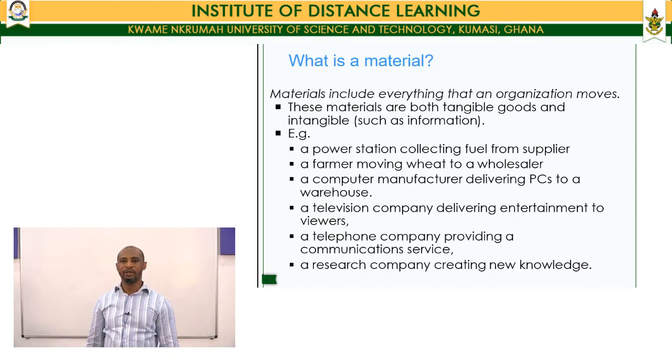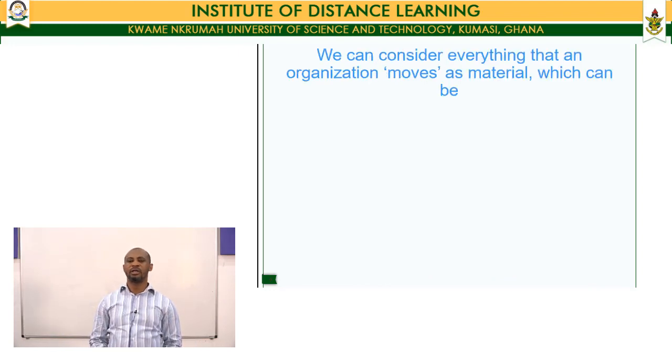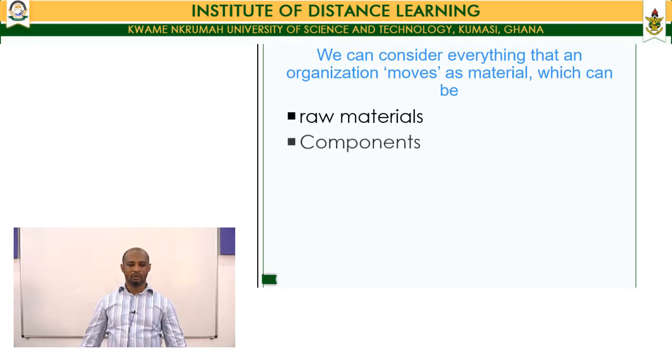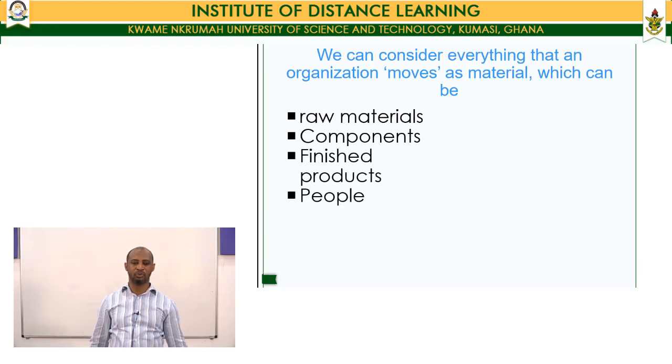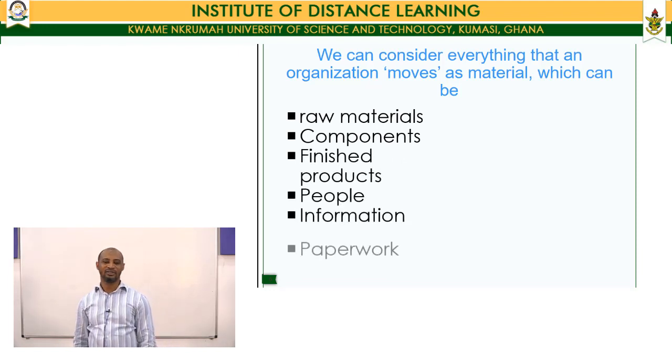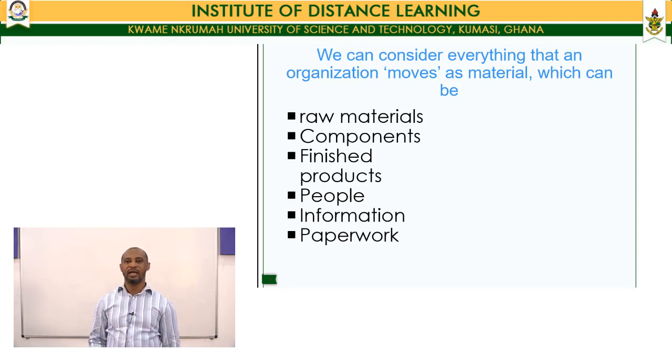Then a research company creating new knowledge. So we consider everything that an organization moves as material, which can be raw materials, components, finished products, people, information, paperwork. Please, I have indicated that people, persons, are not materials. Please take note of that. Persons are not material, they are people. They are included in this list because they are part of what organizations move.